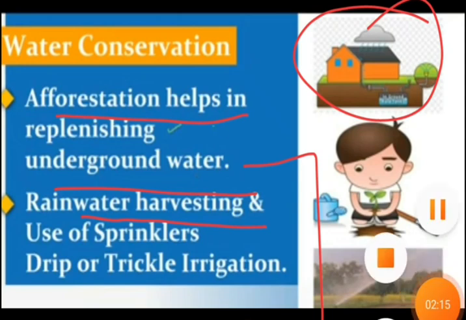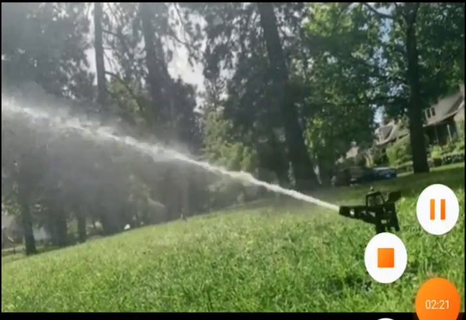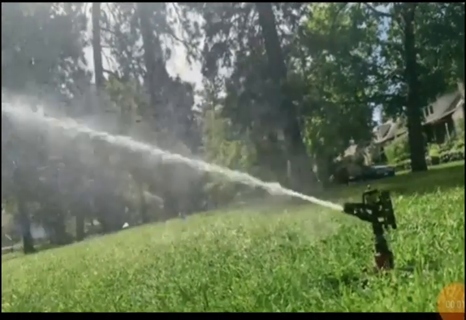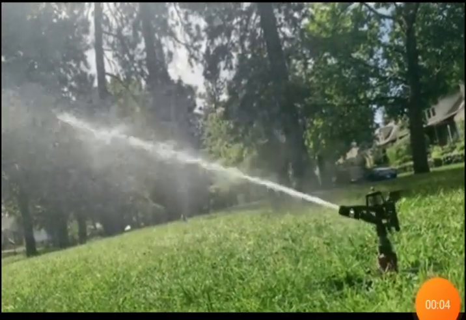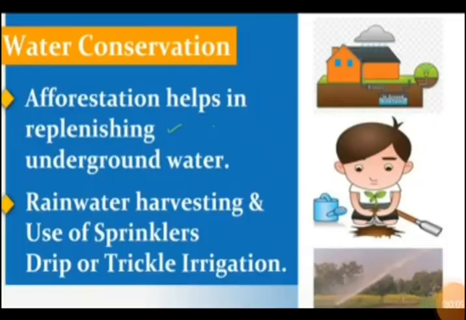Now students, here as you can see, a water sprinkler. Canals also used for irrigation should be properly checked for water losses through seepage and evaporation. Rainwater harvesting, all of you have now got it. It is a process of collecting rainwater from rooftops and directing it to an appropriate location where it is stored for future use.